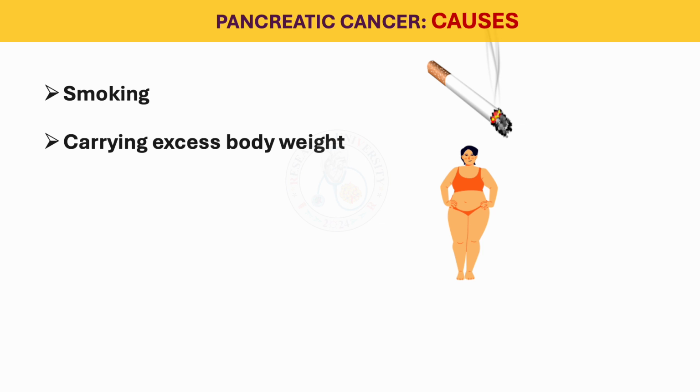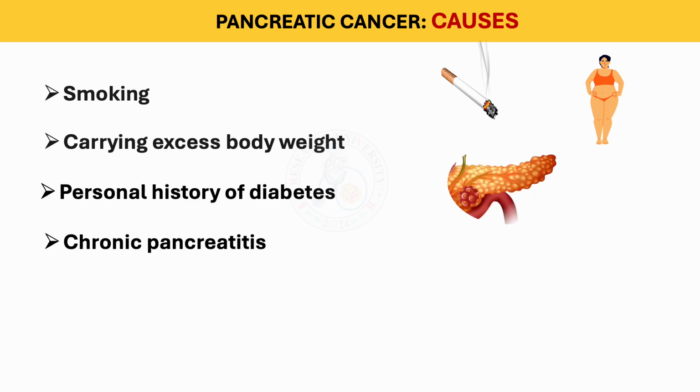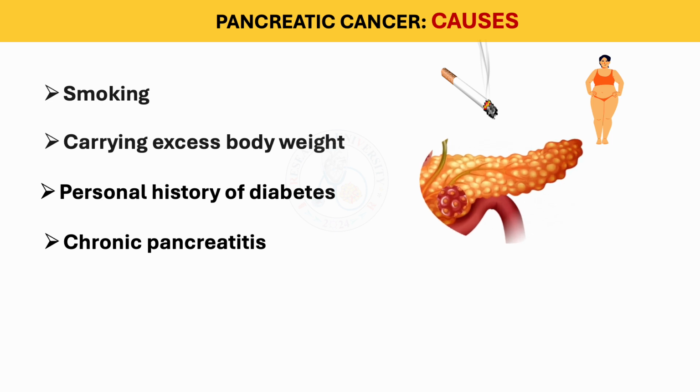Being overweight or obese increases the risk of developing pancreatic cancer. Excess body fat, particularly around the abdomen, can cause inflammation and insulin resistance, which are associated with an increased risk of cancer development. Another important one is a personal history of diabetes. Individuals with a history of diabetes, especially type 2 diabetes, have a higher risk of pancreatic cancer. The exact relationship between diabetes and pancreatic cancer is not fully understood, but it is believed that insulin resistance and high blood sugar levels may contribute to cancer growth.